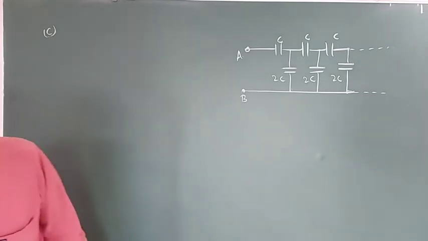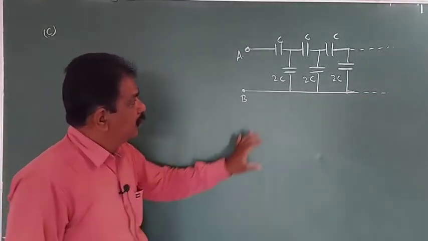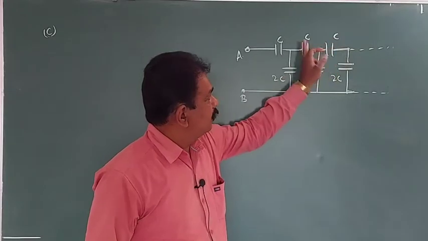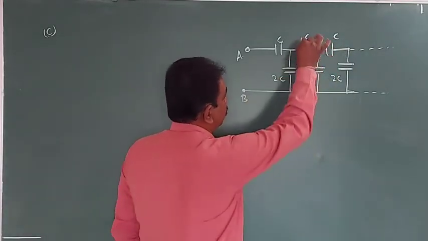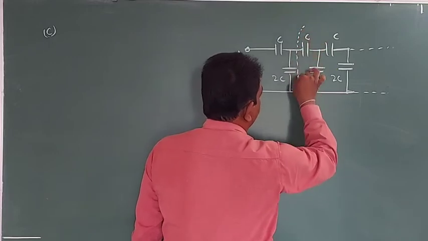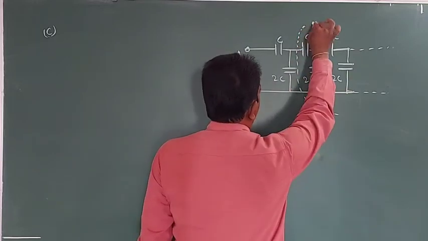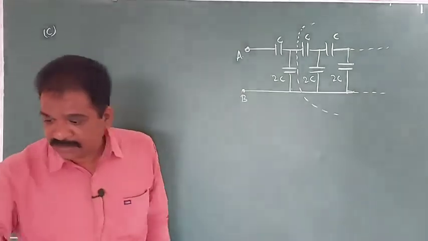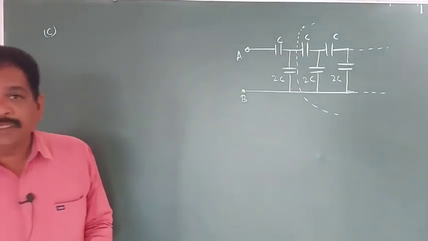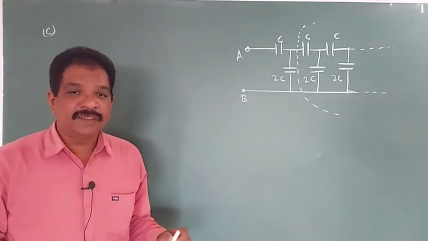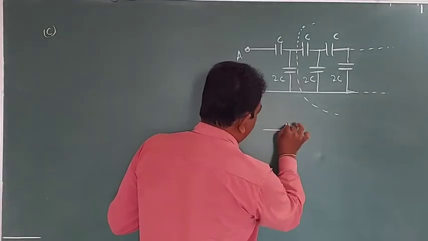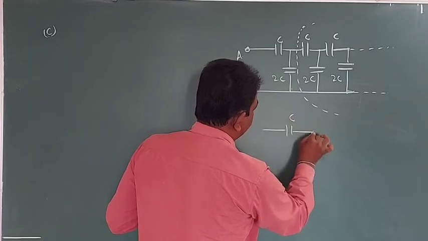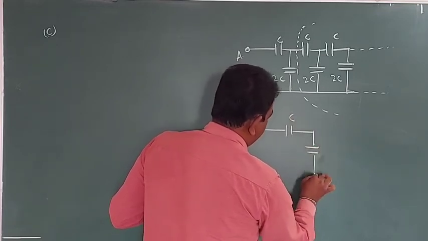For this, what I am assuming is, this part is there, right? This remaining entire part, that remaining entire circuit capacity, I am assuming it as C dash. Then how will the circuit be? Here C. Here this will be 2C.